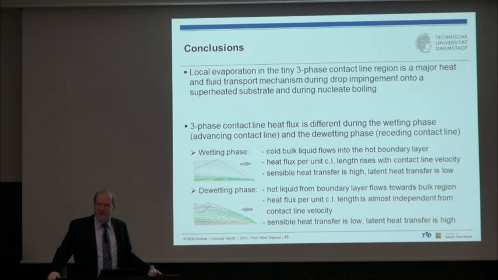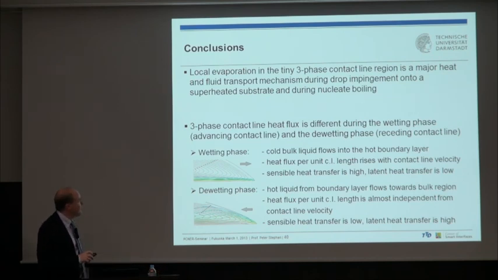So the local evaporation in the tiny three-phase contact line region is a major heat and fluid transport mechanism in both situations. We saw that the three-phase contact line heat flux is different during the wetting phase with advancing contact line, here shown for the droplet but the same for the boiling event, and the de-wetting, receding phase. We see that in the wetting phase, cold bulk fluid flows into the hot boundary layer like this, while in the de-wetting phase, hot liquid from the boundary layer flows into the bulk in this direction.